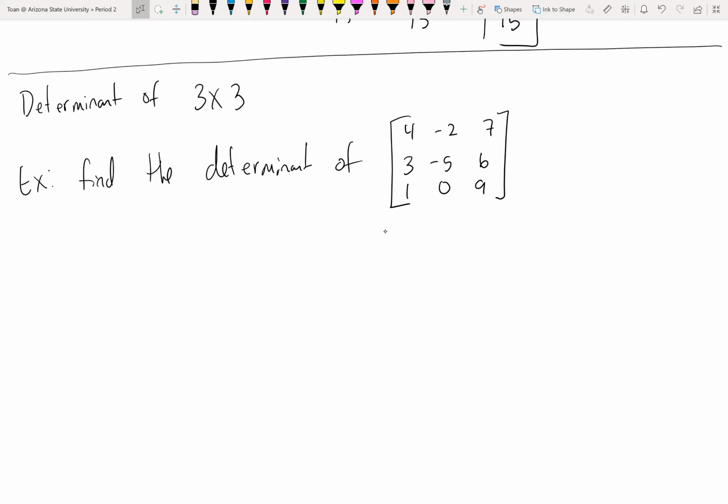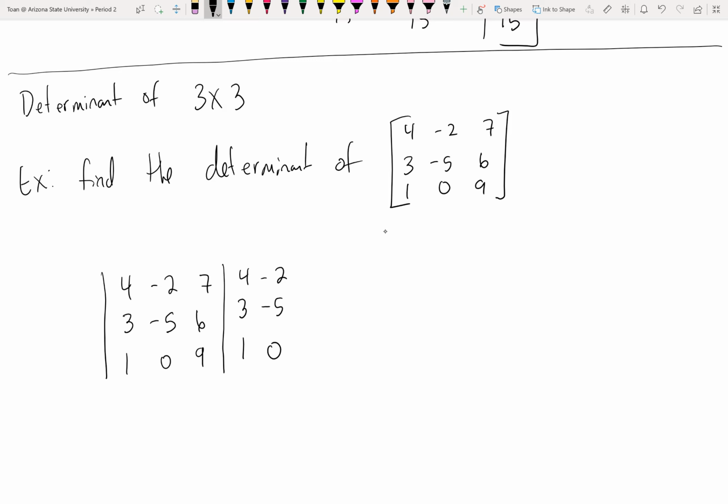First thing I'm going to do is rewrite it with the vertical bars because that's what determinant means. And what you do is you copy the first two columns on the right side. So here are the first two columns. I'm just going to rewrite them on the outside to the right. So we have a 4, 3, 1, -2, -5, 0. Step 1, copy the first two columns.